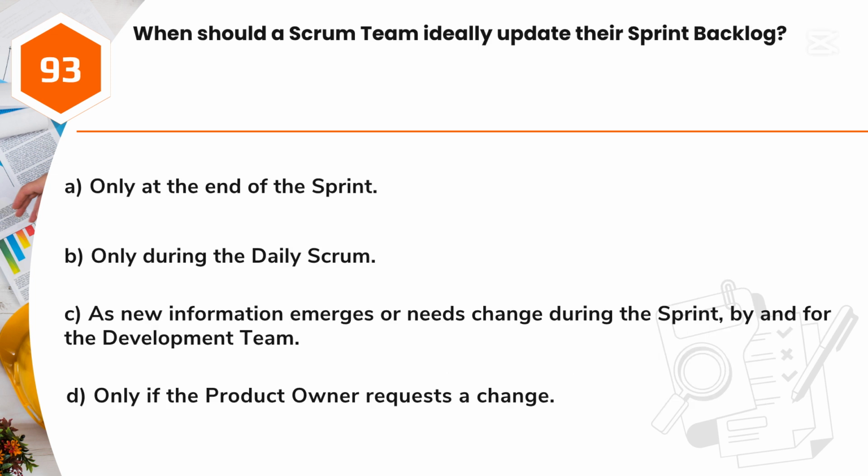Question 93. When should a Scrum team ideally update their sprint backlog? A. Only at the end of the sprint. B. Only during the daily Scrum. C. As new information emerges or needs change during the sprint, buy-in for the development team. D. Only if the product owner requests a change.